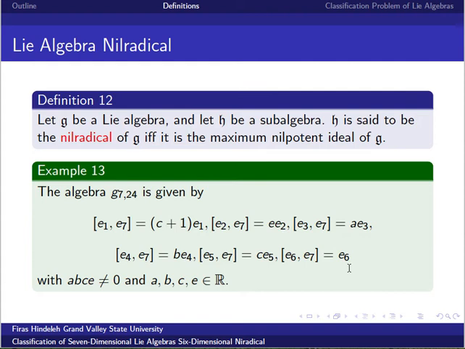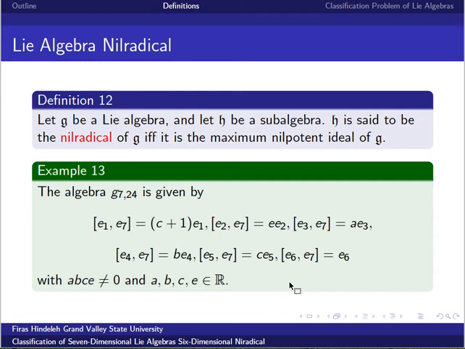The reason why it's maximum nilpotent is because if we go to E1 through E7, this algebra itself is not nilpotent. In fact, we just proved that it is solvable. So E1 through E6 is maximum nilpotent because you can't go to a higher dimension than E1 through E6 and still be nilpotent. So that is the biggest nilpotent ideal, and that's what we call the nil radical of the algebra.